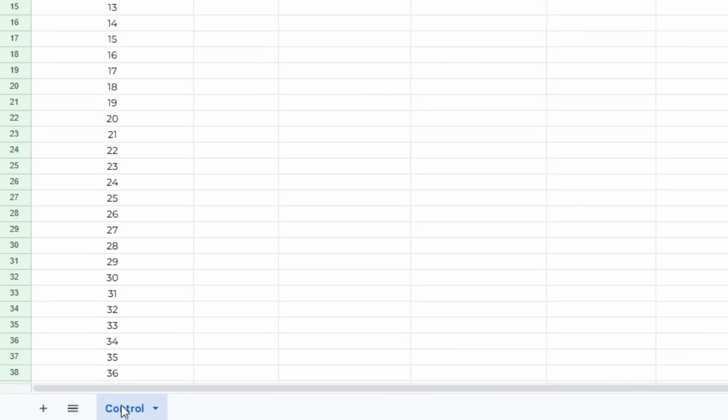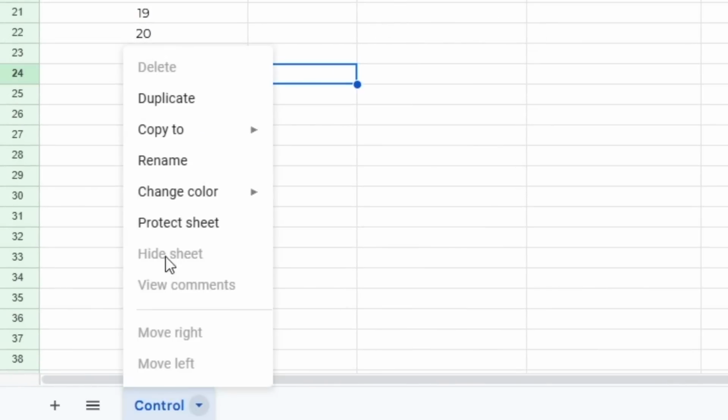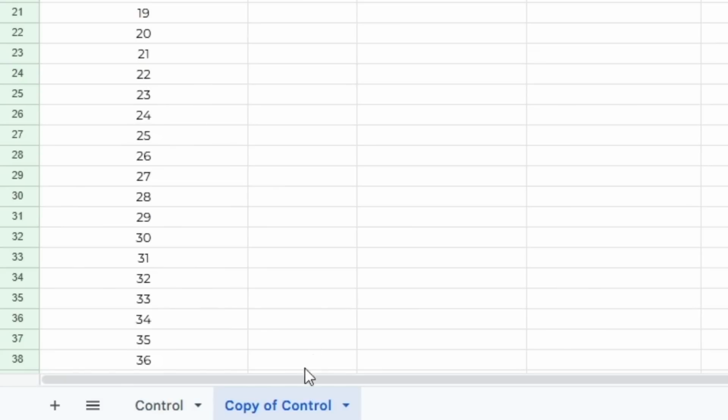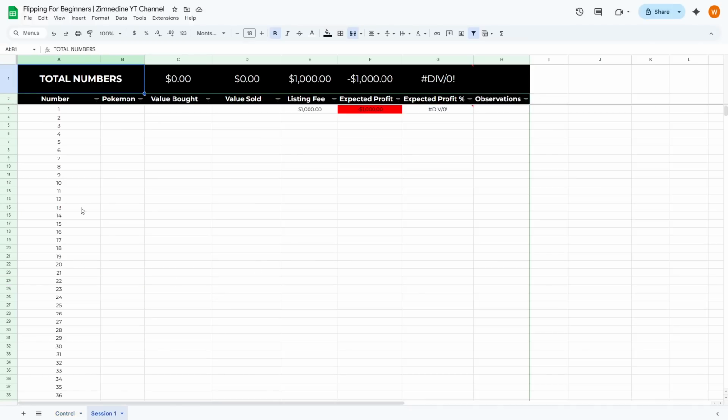I created this control sheet here. In order for you to duplicate it, you come here to Control and then duplicate it, and you can name it something like Session 1. And then you don't change anything here, but you can change it here. So you have the Pokemon you bought.